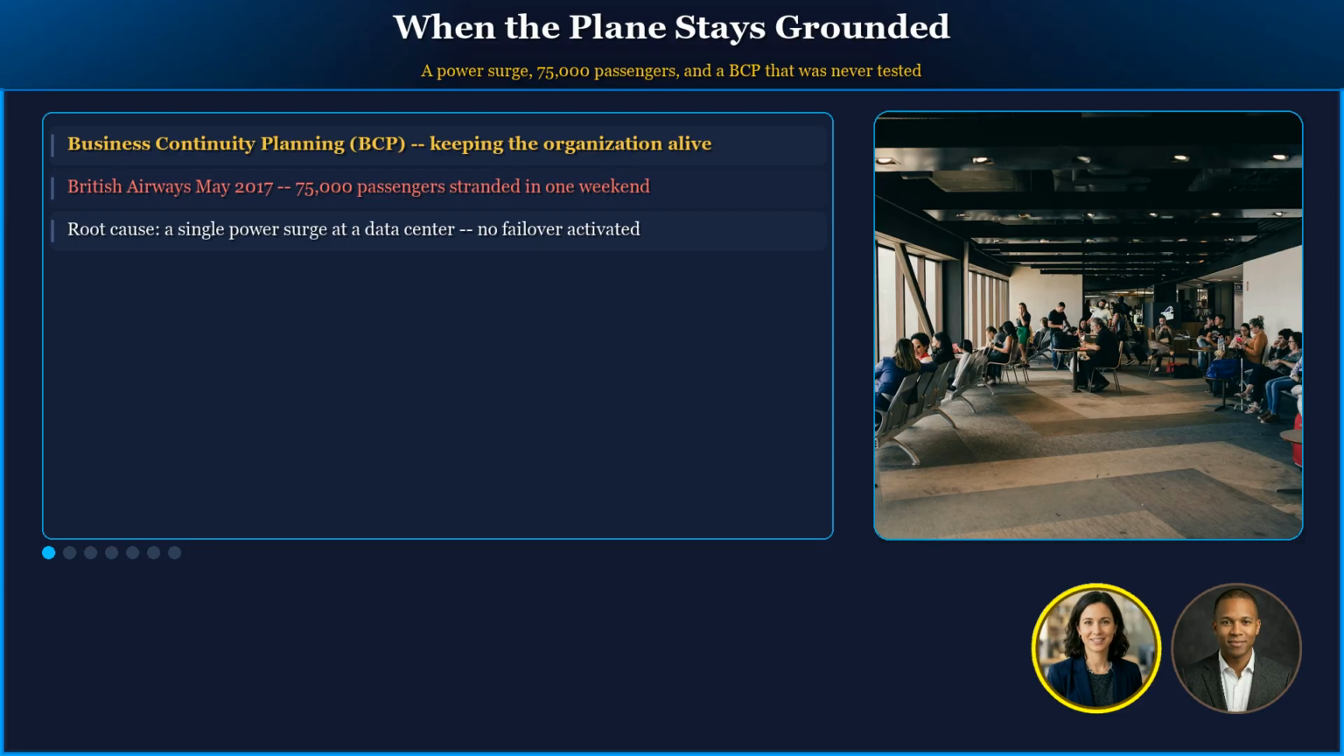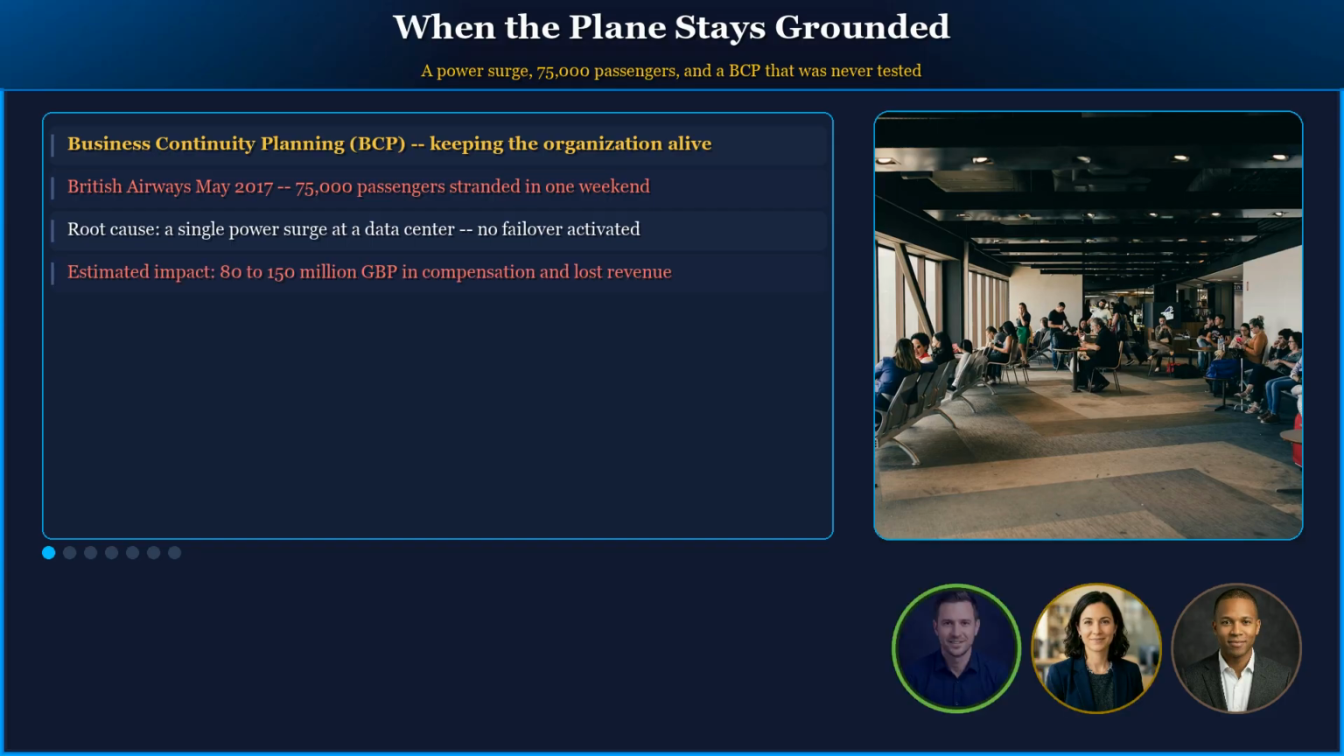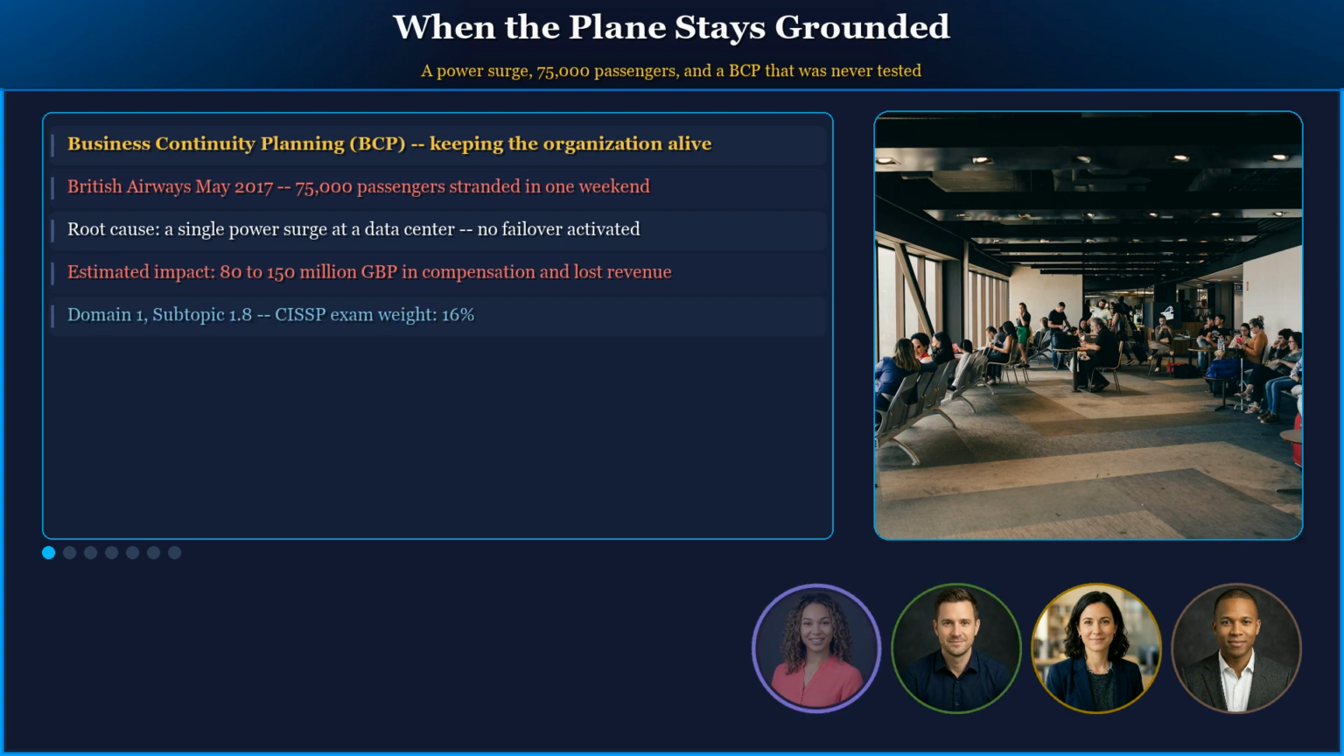A power event that any well-designed business continuity plan would have treated as a tested scenario with a documented recovery path. Think of business continuity plan like a building's emergency exits. You do not install them hoping to use them. You install them, test them, and train every person to find them in the dark. British Airways had exits marked on paper. Nobody had walked them. In an era where passengers expect real-time rebooking, a weekend-long outage does not just cost you flight revenue, it costs you the customer relationship for the next decade.